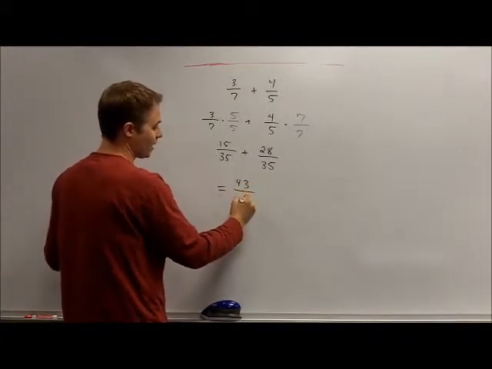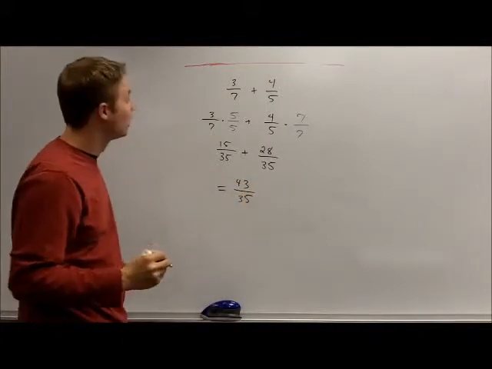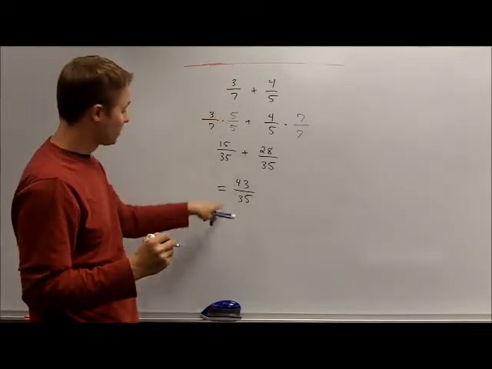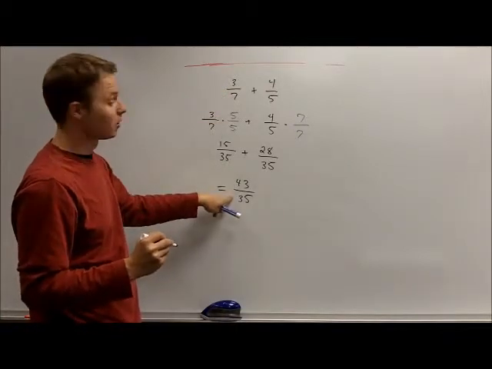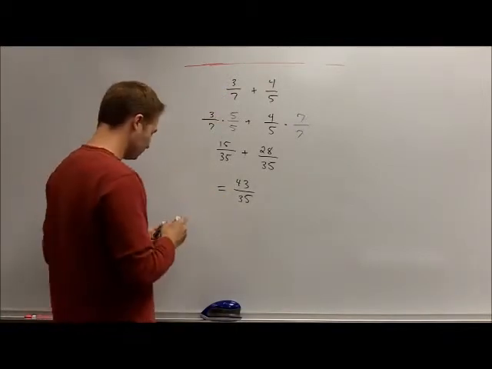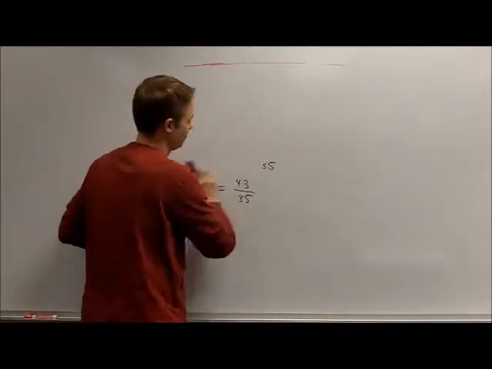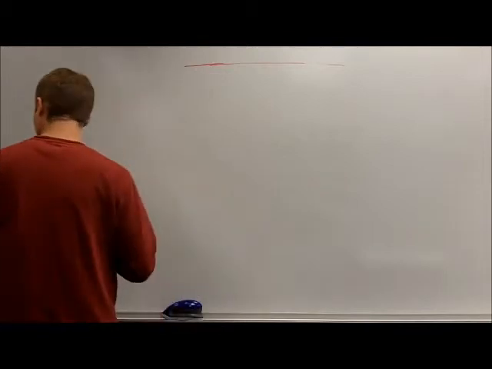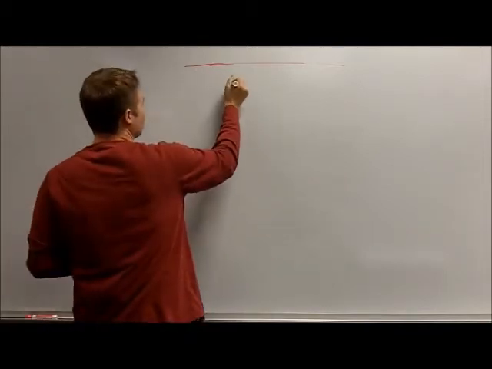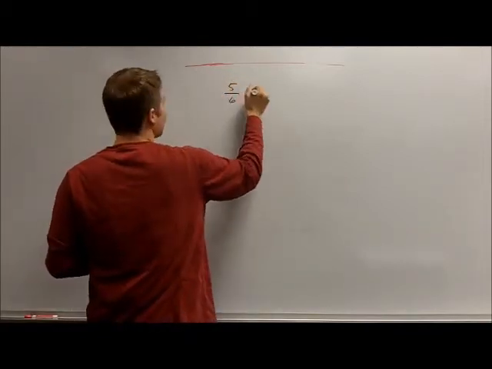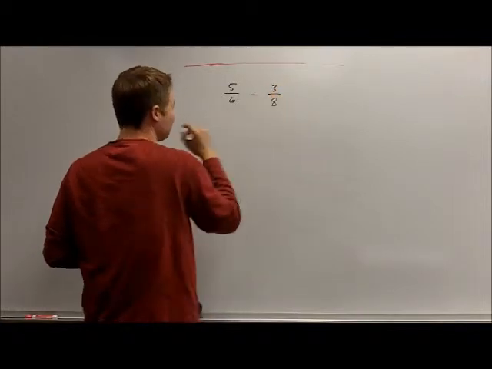And then my 35 stays the same. So 3/7 plus 4/5 will get 43/35. Let's try a different one. So another one from the notes, 5/6 divided by 3/8.